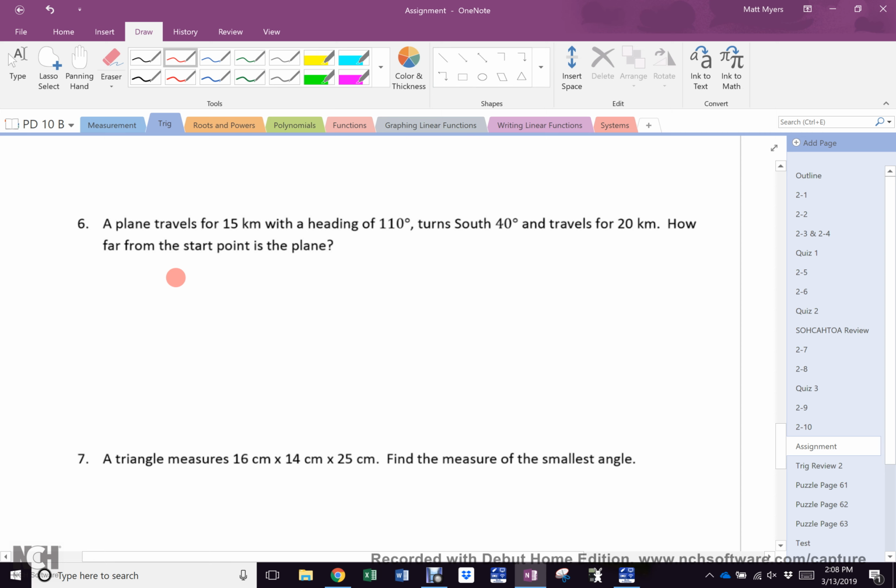So the plane starts here, travels 15 kilometers at a heading of 110. That's over this way. 15 km. That's too long. I'll make sure. Turns south 40. So if he continued going this way, he didn't though. He turned south 40 degrees. If that's 40, what's this? 140.